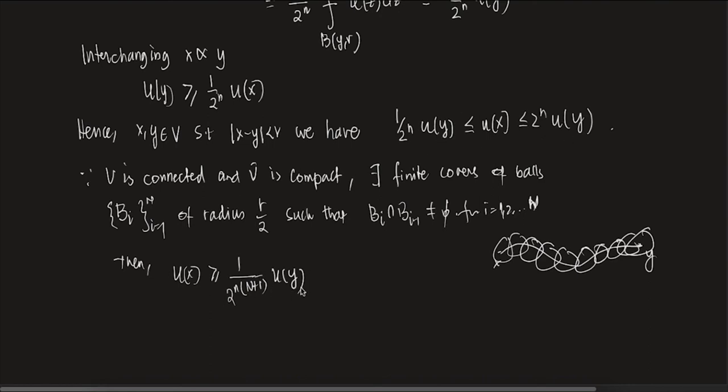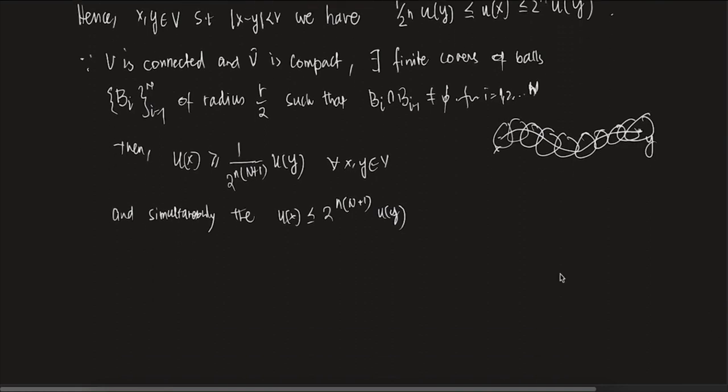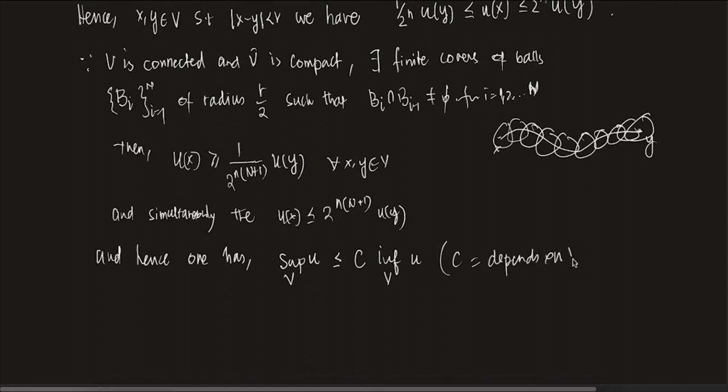So for any x, y in V, you can write u(x) is greater than or equal to 1 by 2 to the power n plus 1 times u(y), and simultaneously the opposite is also true: u(x) is less than or equal to 2 to the power n plus 1 times u(y). Once this holds for any x, y in V, we can compare them. Hence one has that the supremum of u over V is less than or equal to some constant times the infimum of u over V. And this C of course depends on V.